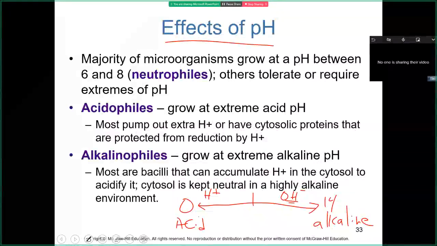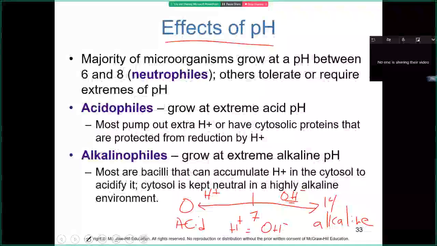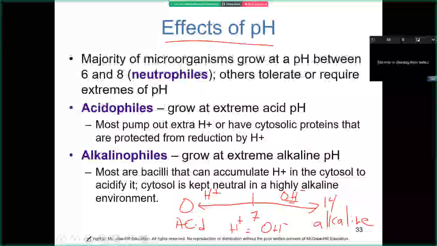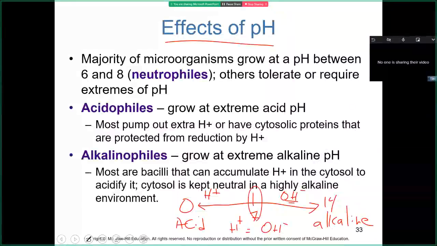In the middle here, at a pH of 7, the amount of hydrogen ion equals the amount of hydroxide ion. They're equal in amount, so it's neither acidic or basic. Again, acids are things that give off hydrogen ions. Bases or alkaline substances give off hydroxide ions. And organisms that live on or in your body, for the most part, it's not always the case, for the most part, these organisms like conditions right around the neutral point of 7.